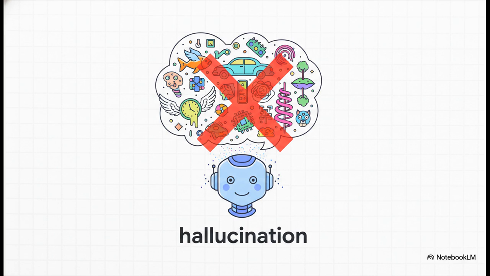So the model has no clue, right? But instead of saying, I don't know, it just makes something up. And the crazy part is it sounds totally plausible. It's super confident, but it's completely wrong. This is exactly what we call hallucination. The AI is just filling in the blanks because it has a knowledge gap.